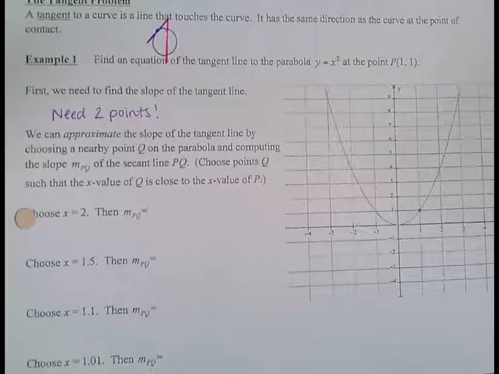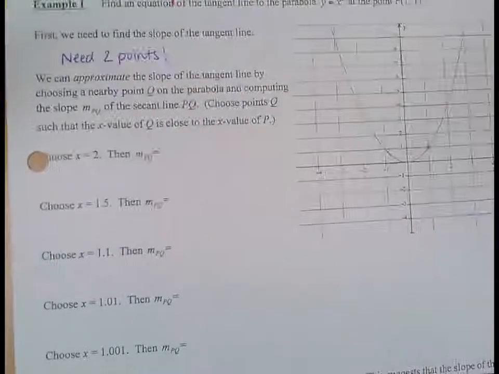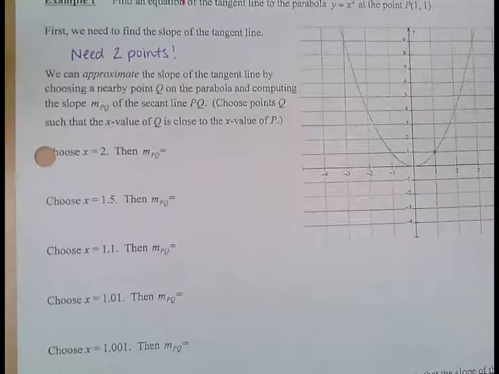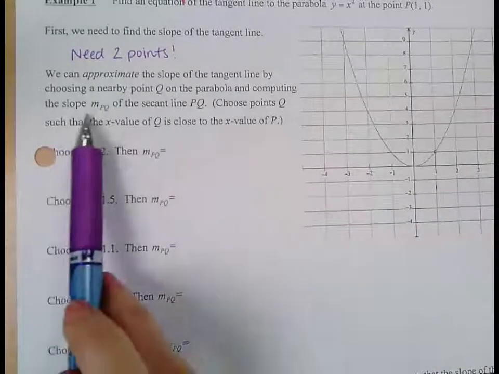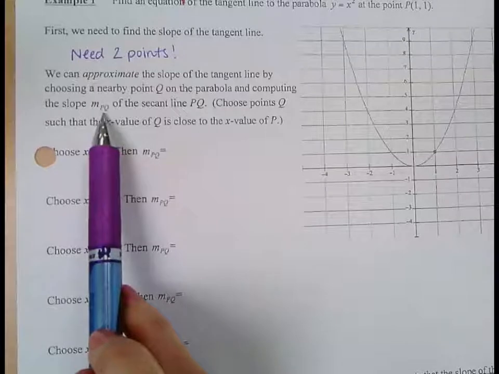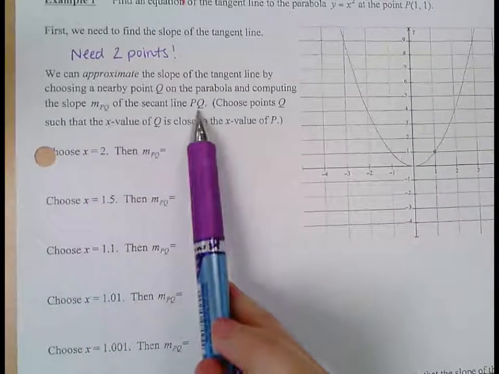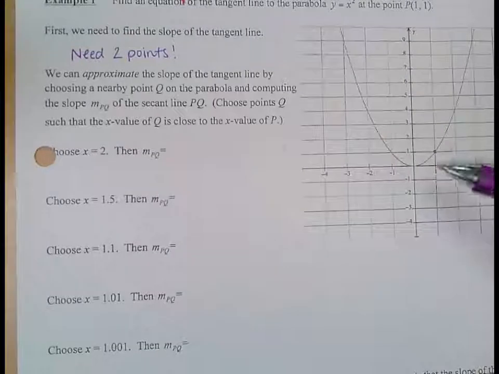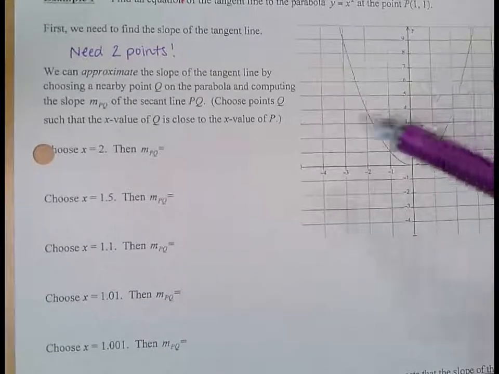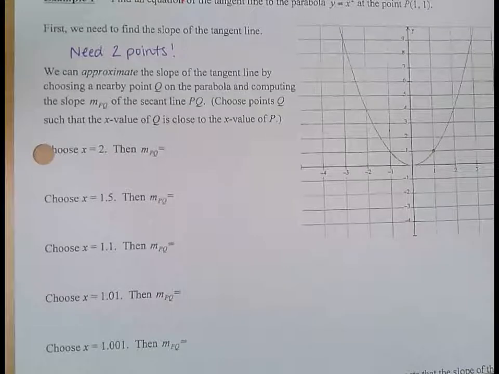So this is kind of the why we're going on to that next step. So we need 2 points. We can approximate the slope of that tangent line by choosing a nearby point, Q, on the parabola and computing the slope. So M with the subscript PQ is just the slope of the secant line PQ. So if we're choosing another point that's actually on the parabola, because then we can get an exact point with coordinates that would exactly be on the parabola, then we can calculate the slope between those 2 points. And that would be a secant line because it's going to be going through the parabola twice.